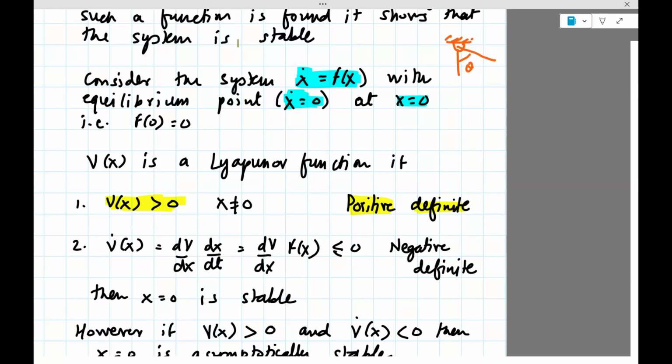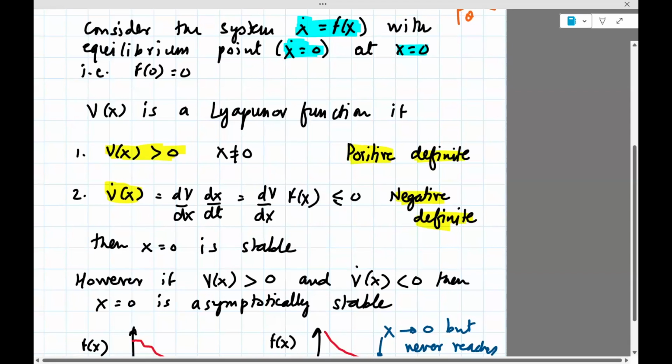The rate of change of V of x, by chain rule, is this. You can write it as dV/dx times dx/dt, but dx/dt is f of x. And this V dot of x, the rate of change of V with respect to time, should be negative definite, or less than 0. In that case, x equals 0 is considered stable.